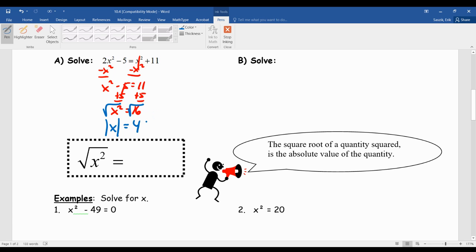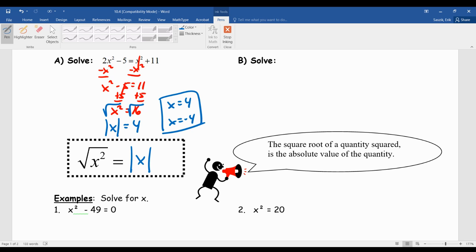Okay, so now we finish this up. Remember our absolute value rules from before. We drop the bars and write the same exact thing. And then we write a second equation, but make it negative. So whenever you take the square root of a quantity squared, that's going to give you the absolute value of x. And then we use our absolute value equation solving rules from way back in September to finish this up.